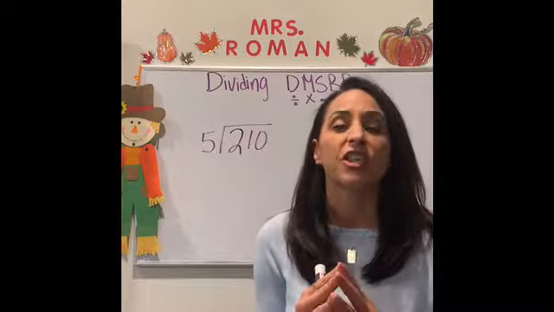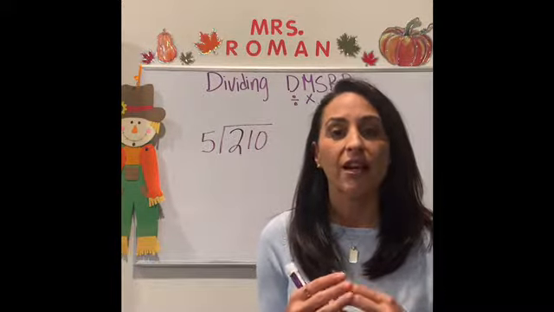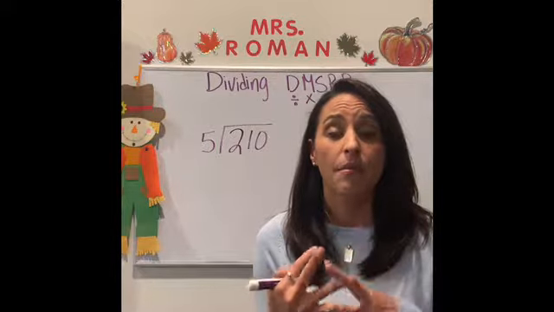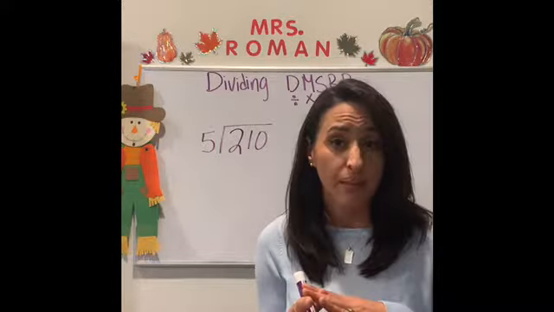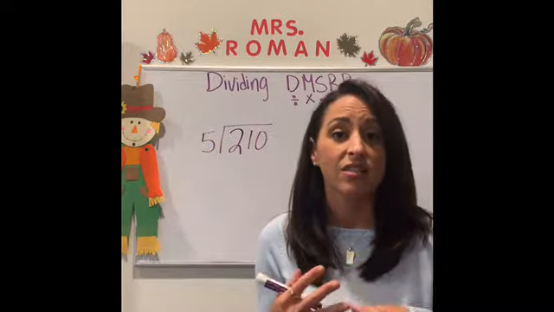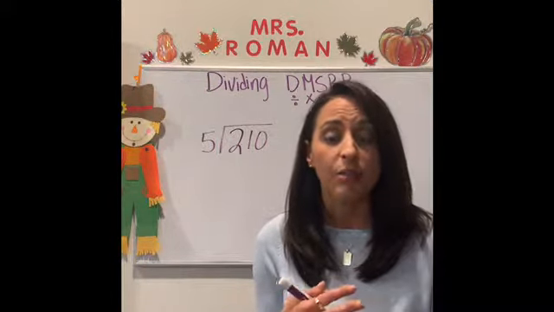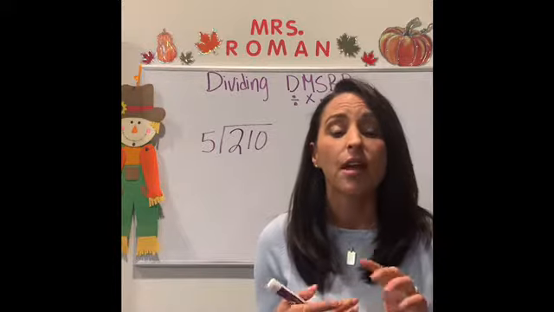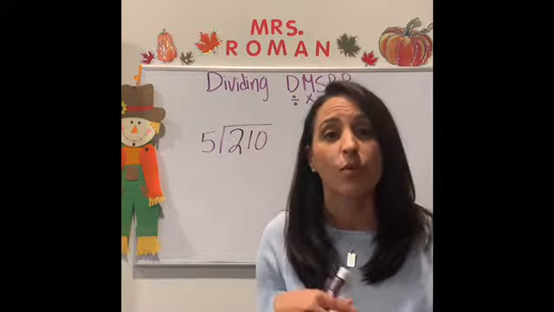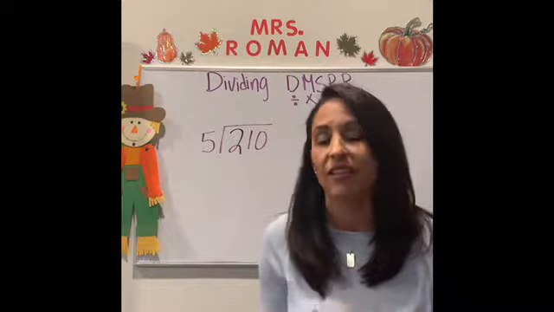When we do division, we have to use the acronym DMSBR: Dad, Mom, Sister, Brother, Rover, the pet, to help us remember the steps for division. So dad tells us to divide, mom tells us to multiply, sister tells us to subtract, brother tells us to bring down, and Rover the doggy tells us to repeat all the steps. So we have the whole family supporting us on this.